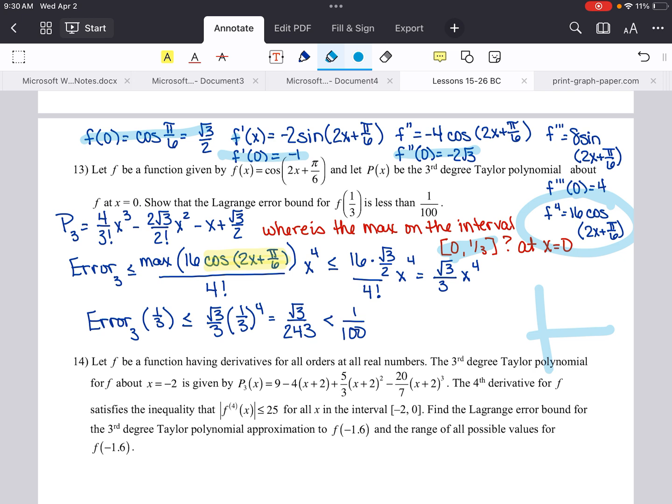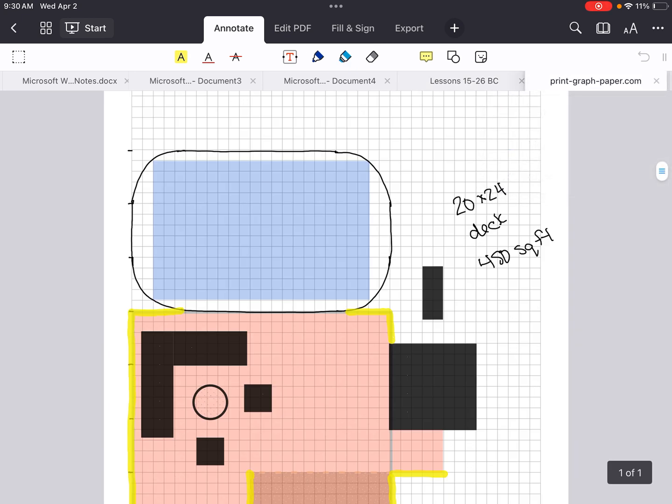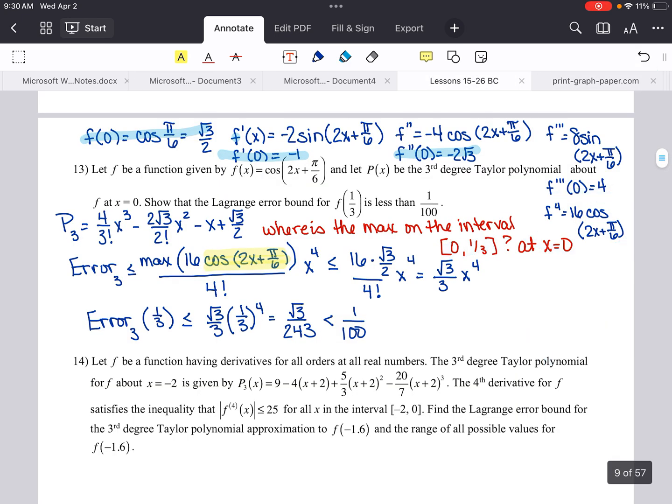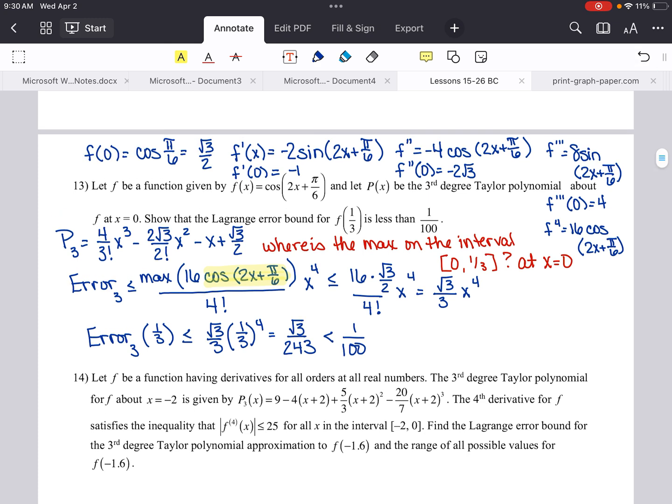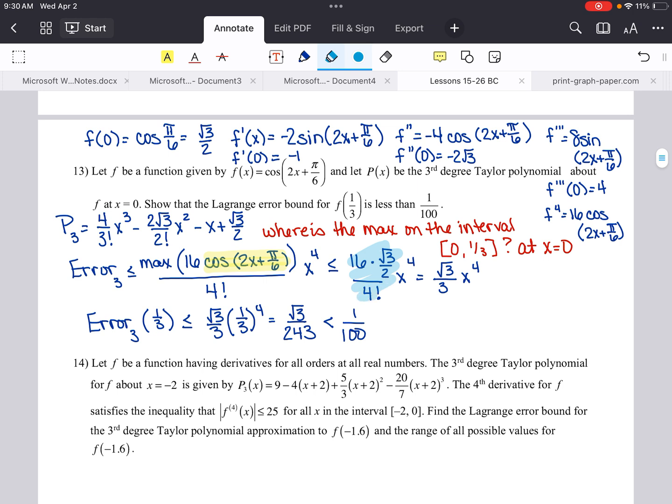So this simplifies to here. That's the absolute maximum value that the error could be. Well, I don't want the error anywhere. I want the error at 1/3. So if I plug in 1/3, that works out to root 3 over 243, which is less than 1 over 100. So y'all all know root 3 over 243 is less than 1 over 100, right?